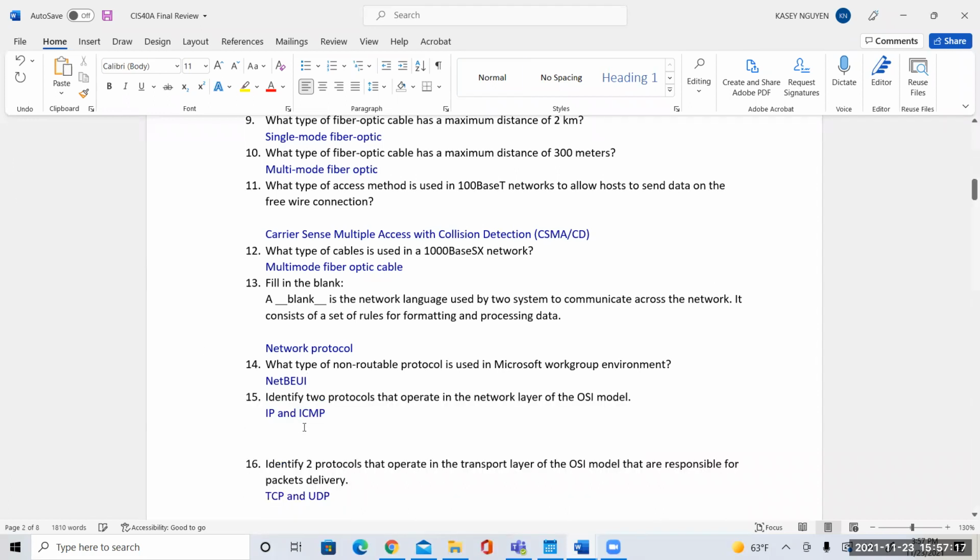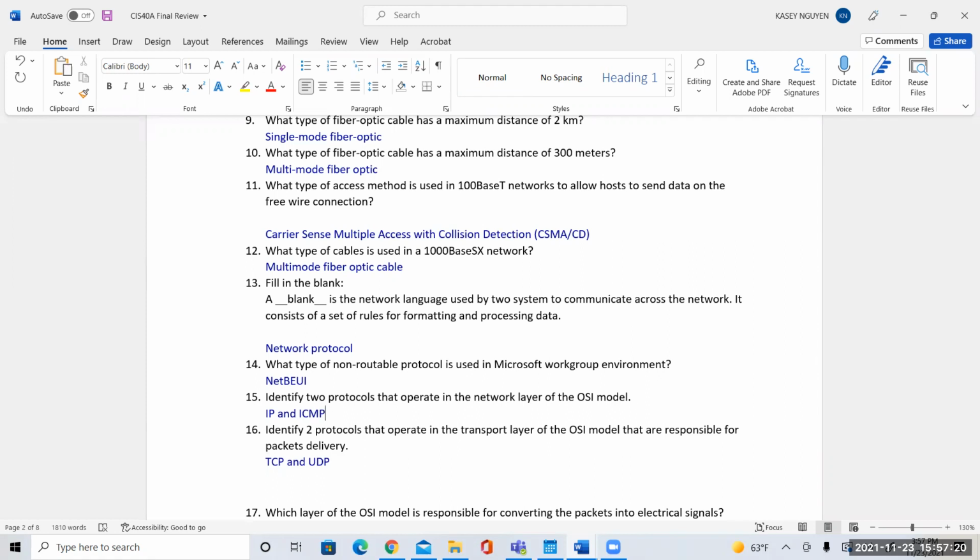16, we need to identify two protocols that operate in the transport layer of the OSI model that are responsible for packets delivery. So this is connection oriented, right? When we're looking at transport, it needs to get the packets to the right destination. So TCP does that, and UDP doesn't care how the packets arrive, but it makes it there. So TCP and UDP in the transport.